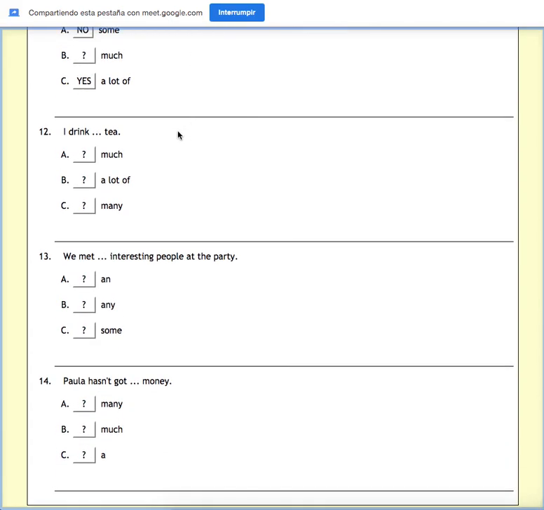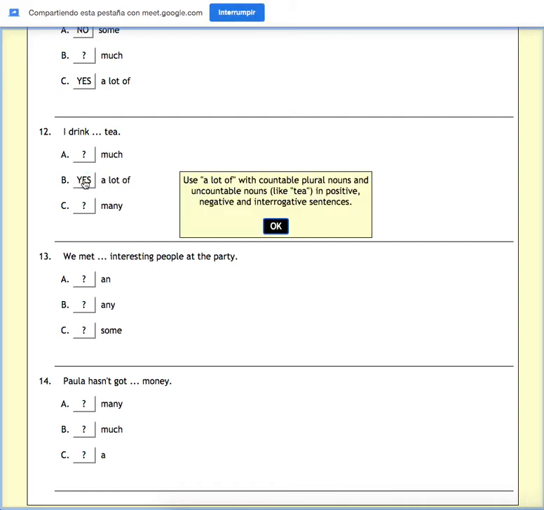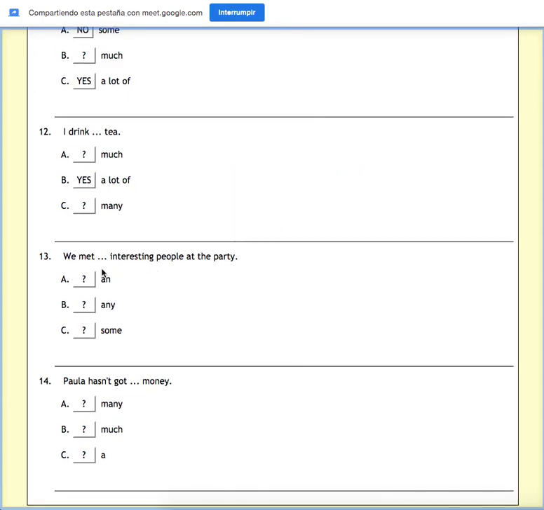The next one, I drink tea. What is the answer? Sari. A lot of. I drink a lot of tea. Okay? Very good. Amounts. The next one. We met interesting people at the party.